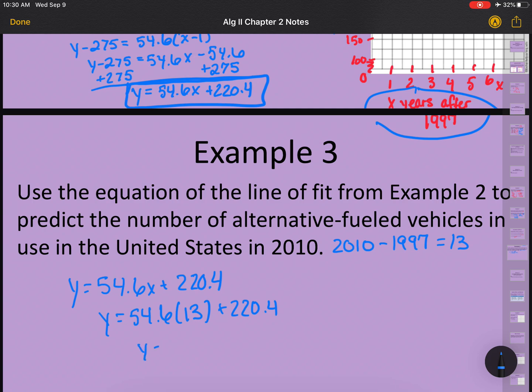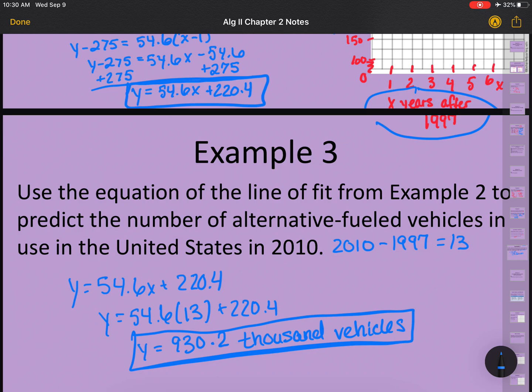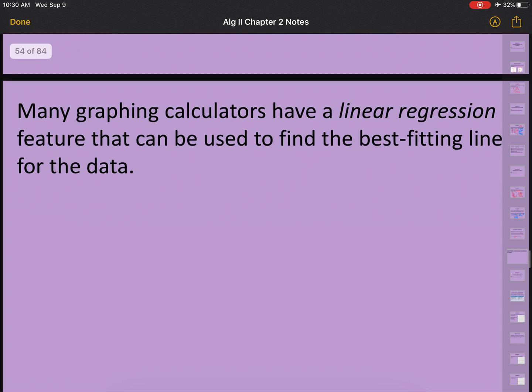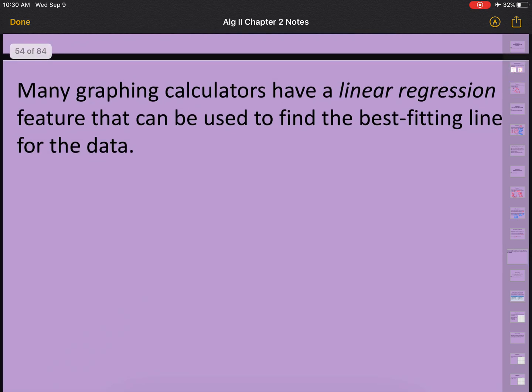So if we evaluate that, that gives us 930.2, but that's not 930.2 vehicles. It was in the thousands, so 930,200 vehicles. Okay, so again, we did that all by hand, but many graphing calculators have a linear regression feature built into them, and we can use that to find the best fitting line for our data.